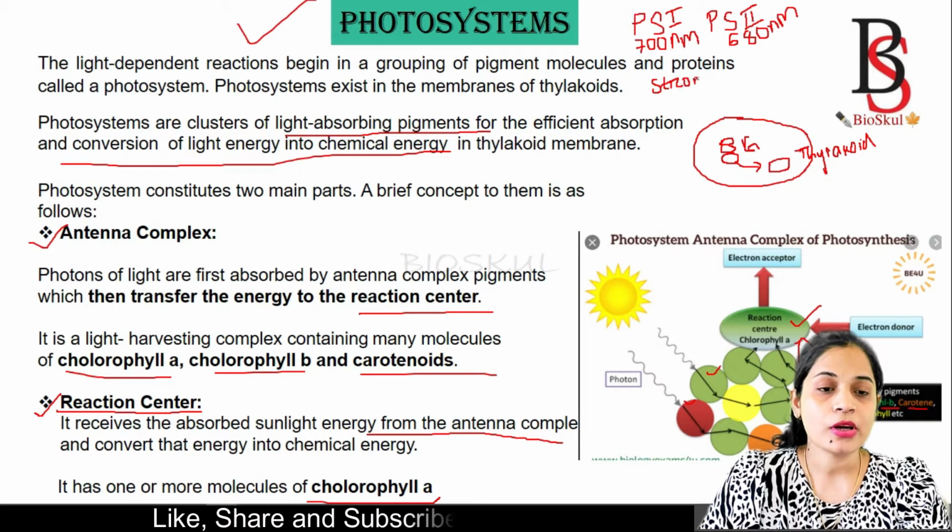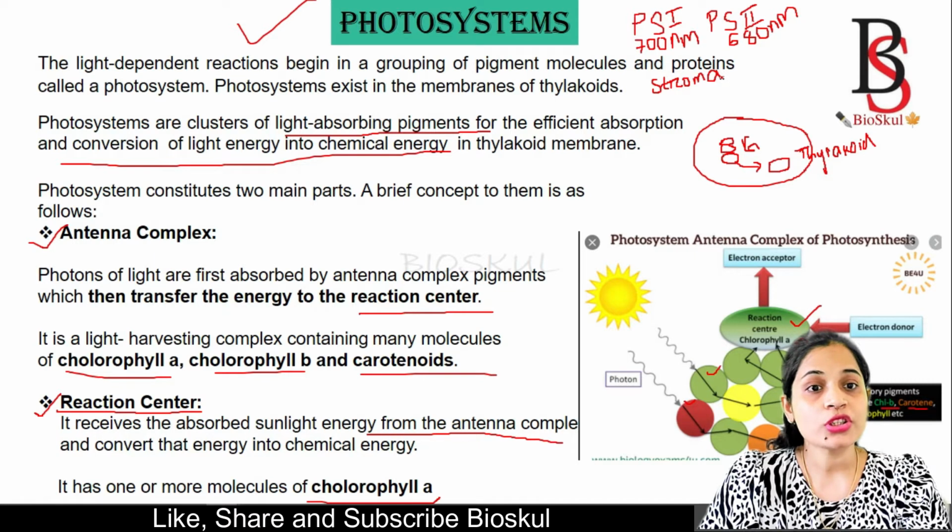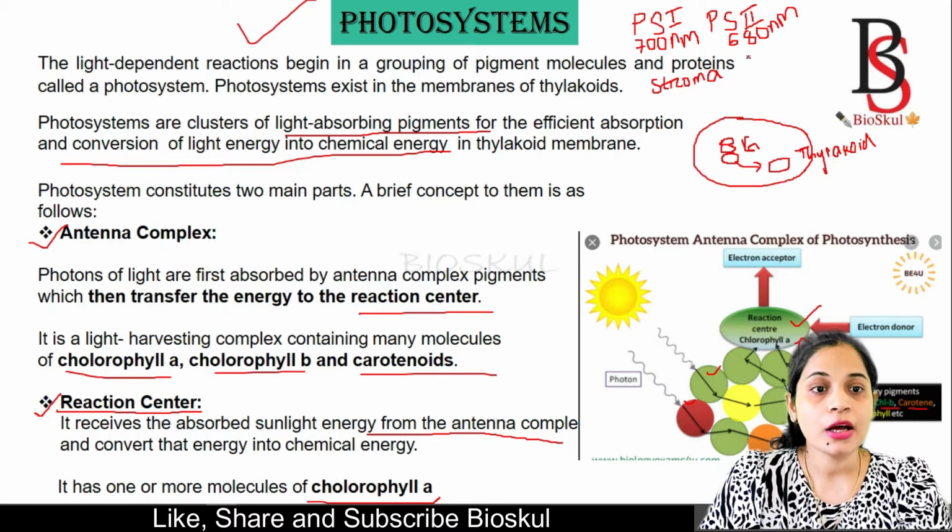It's very important because sometimes it asks where photosystem 1 is found and where photosystem 2 is found. Photosystem 1 is found in the stroma lamella, whereas photosystem 2 is found in the grana lamella. Okay.